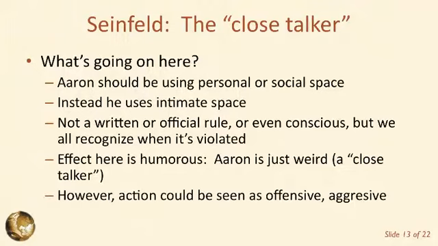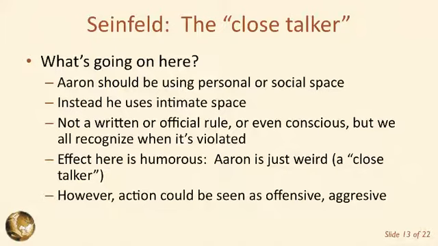This is the close talker episode from Seinfeld. What's going on here is that the close talker, Aaron, is violating Jerry's physical space. He's not using what would be appropriate in this context, namely personal space, the arm's length space, or social space, which is a little further away, 4 to 12 feet away. Instead, he's getting right up into the face of the people he's talking with, using what would be perceived as intimate space, and this is inappropriate in this context.